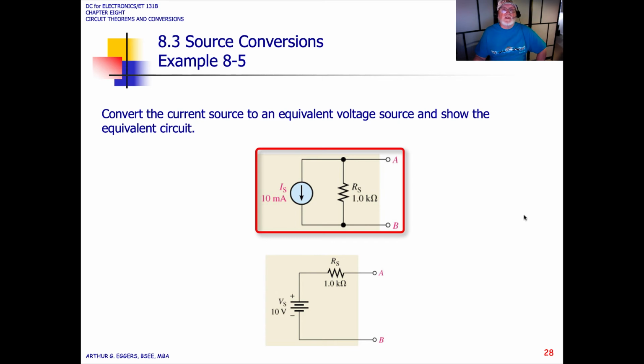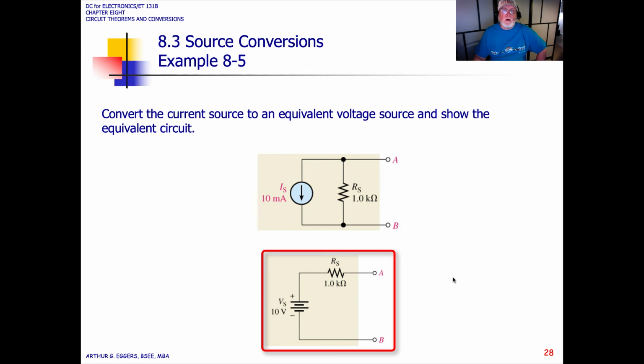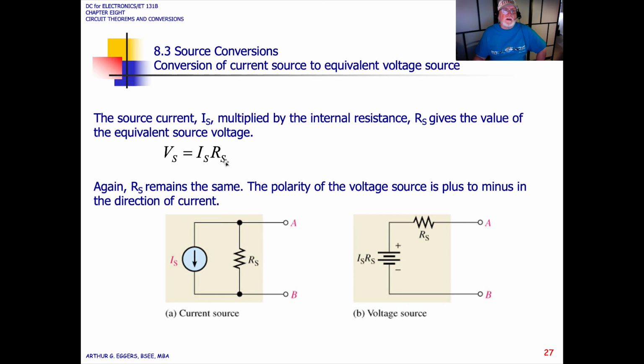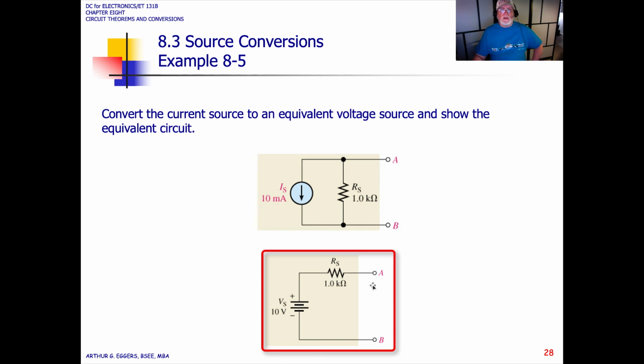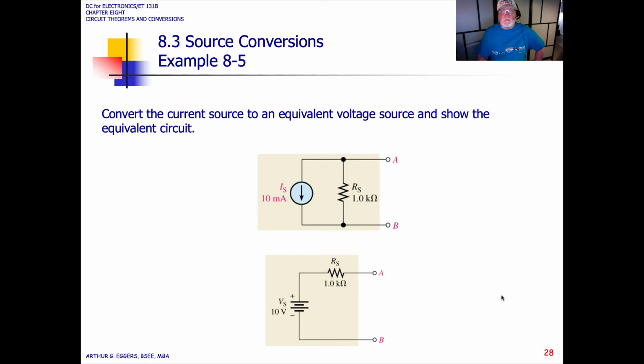To convert a current source to an equivalent voltage source, in this case where I source is equal to 10 milliamps and R internal or R source is 1 k ohm, again, we rely on our mathematical relationships. In this case, it's the product of I source and R source, which gives us our value, in this case, of 10 volts. Again, positive, negative, and then the source resistor or the internal resistor remains the same.